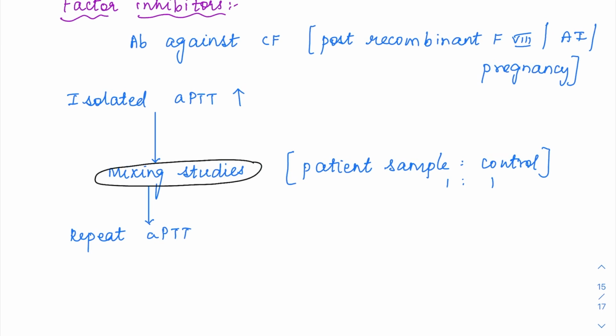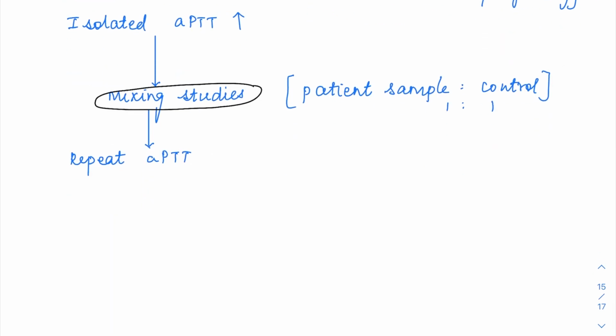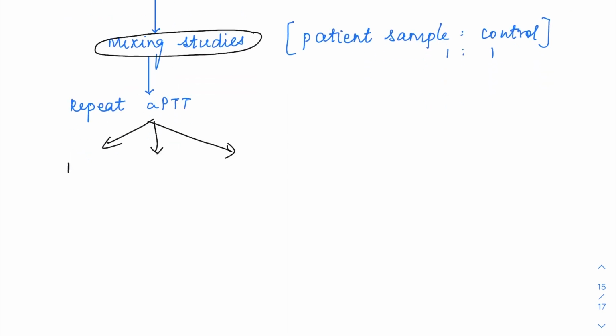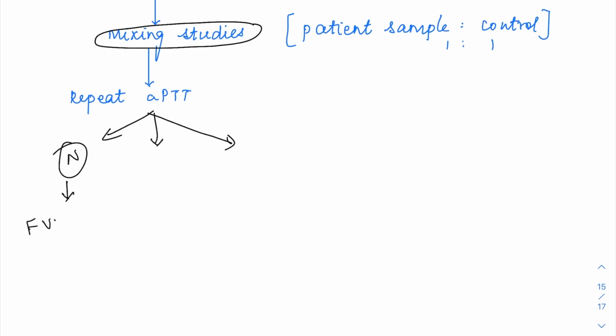Mixing studies is nothing but you are taking the platelet-poor plasma of the patient, along with a normal plasma from another normal candidate. We are going to pool these two in a ratio of 1:1. So the test plasma and the normal plasma are mixed in a 1:1 ratio. Now, if you repeat the APTT on that sample and it normalizes, it means there was actually a factor deficiency.